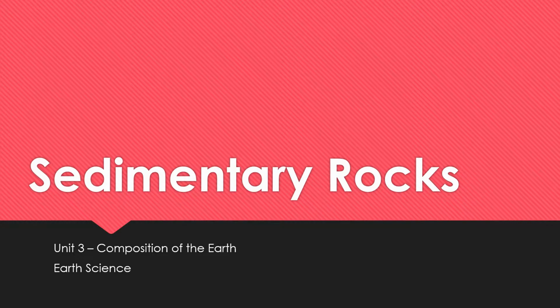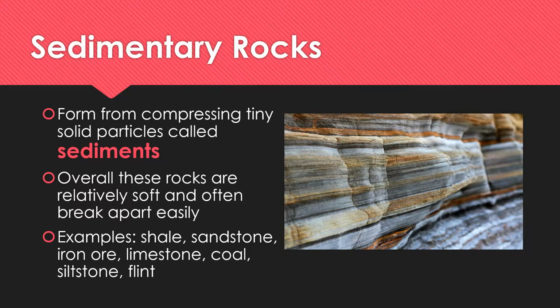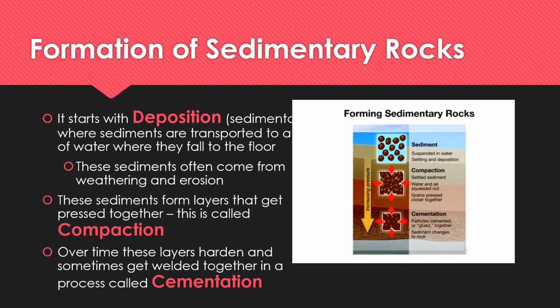All right, let's get started with our Sedimentary Rocks lesson. So these types of rocks are going to form by compressing tiny particles of solid materials that we call sediments. That's where their name comes from. Overall, these are rocks that tend to be soft, and they often break apart or crumble fairly easily. Things like shale or sandstone or limestone, coal, flint, things like that.